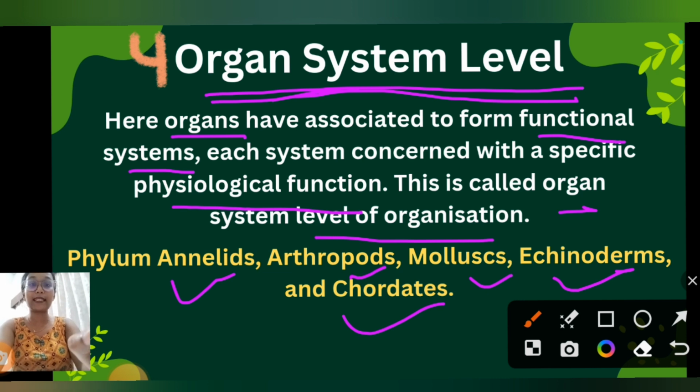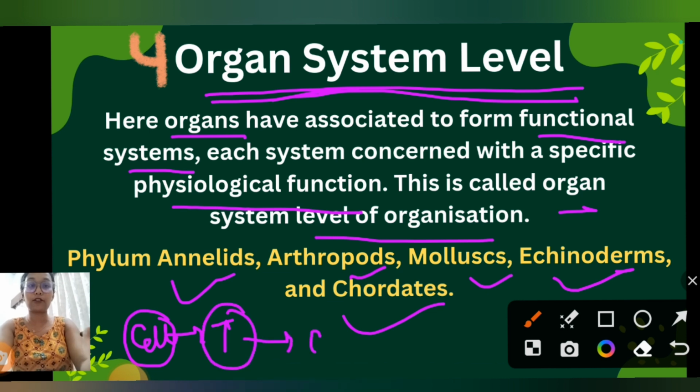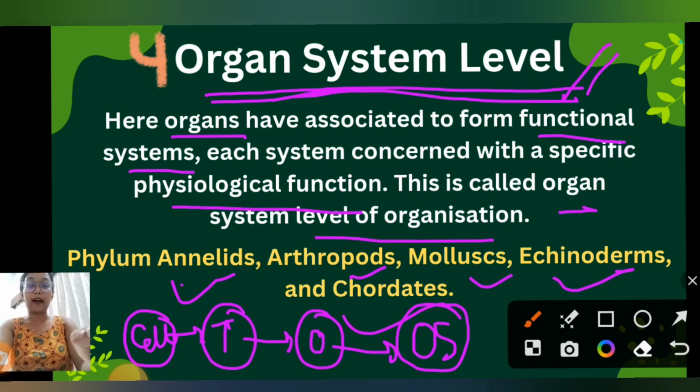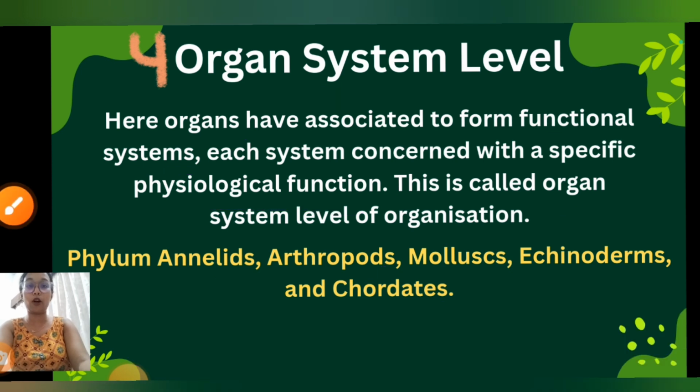So here the cells club together to form your tissues, and tissues will club together to form the organs, and the organs will club together to form the organ system. So what are the examples of it? They are Annelida, Arthropoda, Mollusca, Echinodermata and Chordatas. So is it clear to you all, the four levels of organization?